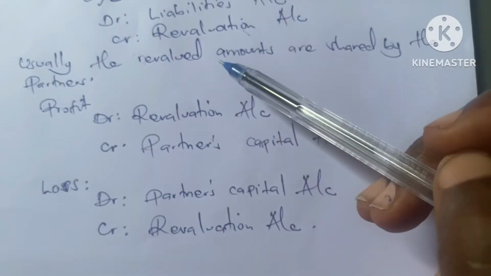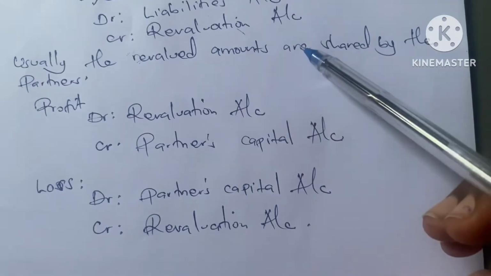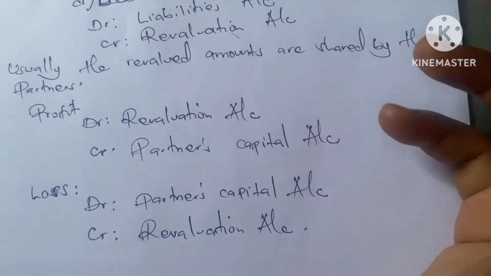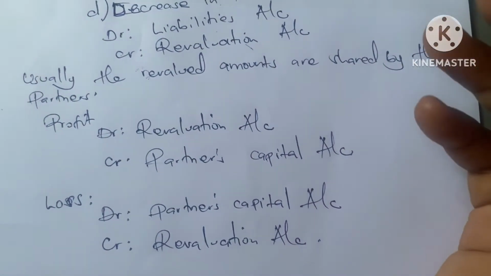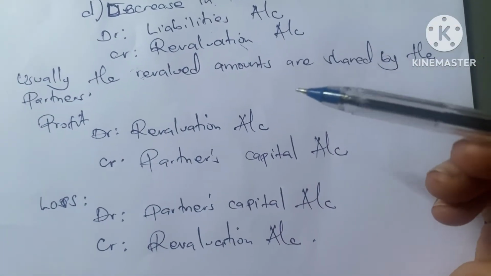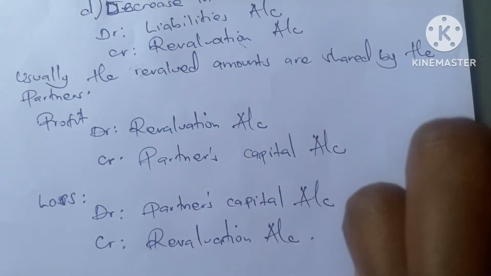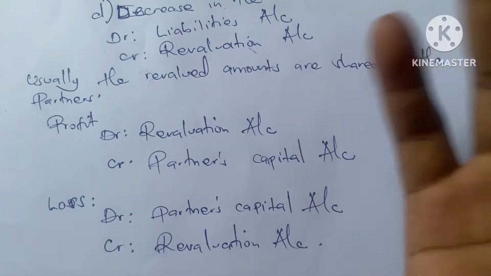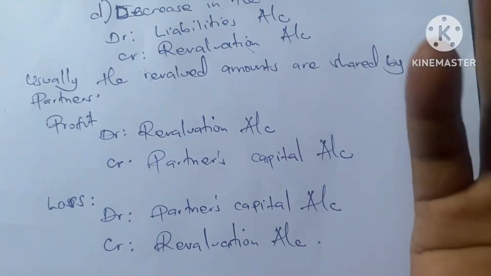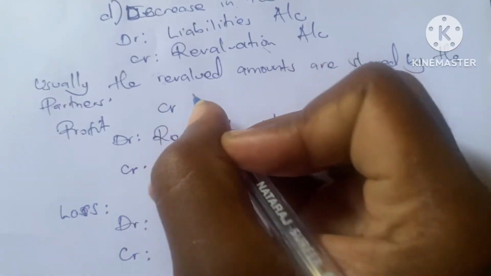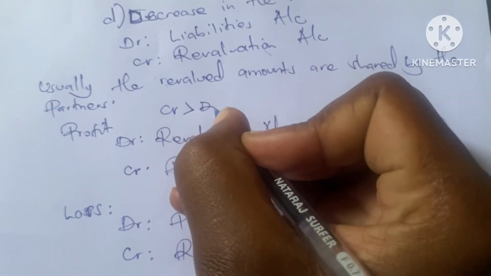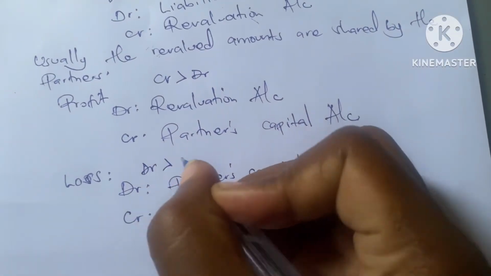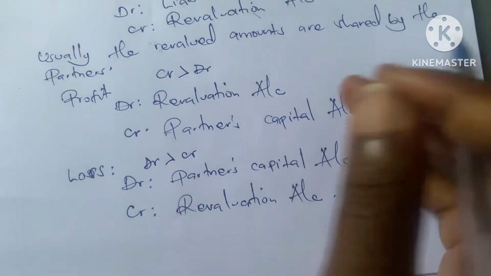Then usually the revalued amounts are shared by the partners, and it can be either a profit or a loss. A loss happens when the debit side is greater than the credit. Then a profit happens when the credit side is greater than the debit. When the credit is greater than the debit, it is a profit. Then when the debit is greater than the credit, it is a loss.